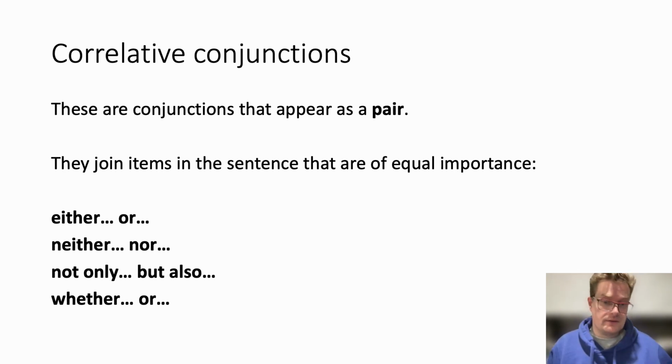So if you ever see those ones in a sentence and you're trying to work out what word class it is, those are also conjunctions. They're still joining things together, which is what conjunction means. Okay, let's leave that there.